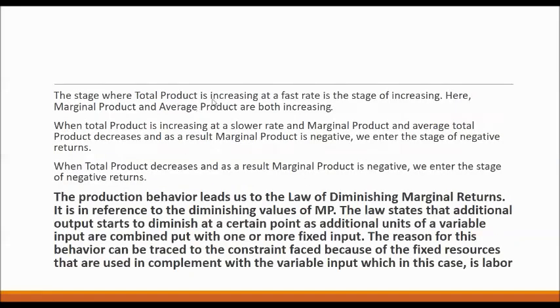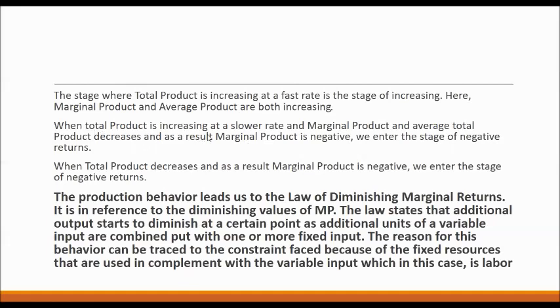So the stage where the total product is increasing at a fast rate is the stage of increasing. If we base on the cycle of the product, this product is in the growth stage wherein they produce more. That's why this is in the stage of increasing. And here, same with the marginal product and the average product, they are both increasing also.